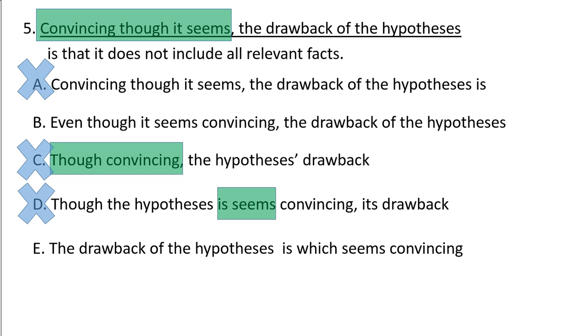Now we are with E. The drawback of the hypothesis is which seems convincing. All right. Look here. Is and which again. So hypothesis is and before is again which. So which is modifying is. That's not right because which is a pronoun that should modify a noun. So hypothesis seems convincing is possible, though seems plus hypothesis is incorrect. Why? Plural and singular. And again is and which is also not correct. So here we can eliminate E. So we are left with B. So B is the correct answer.